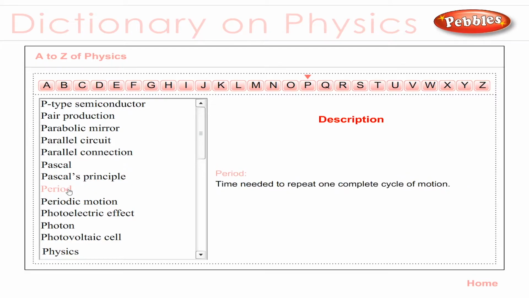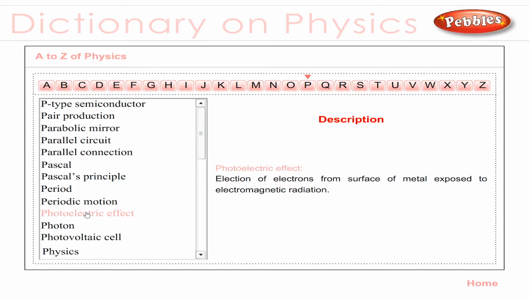Period. Time needed to repeat one complete cycle of motion. Periodic motion. Motion that repeats itself at regular intervals of time. Photoelectric effect. Ejection of electrons from surface of metal exposed to electromagnetic radiation. Photon. Quantum of electromagnetic waves, particle aspect of these waves.